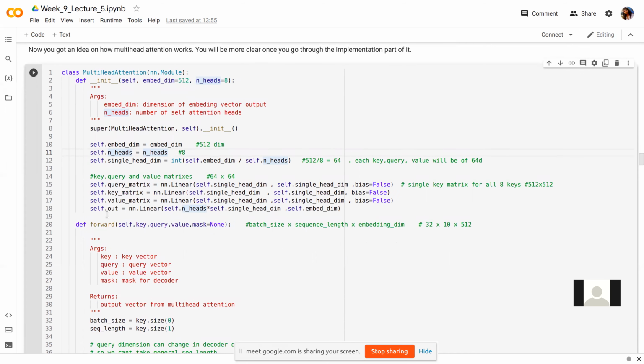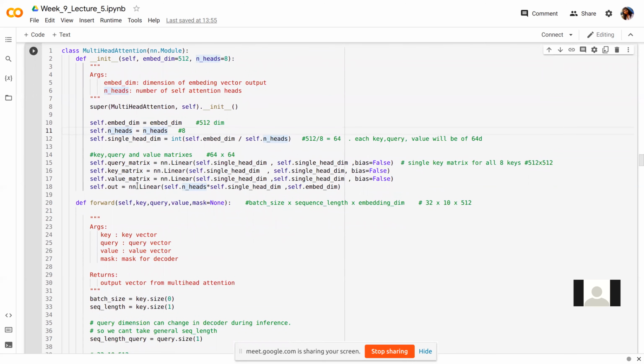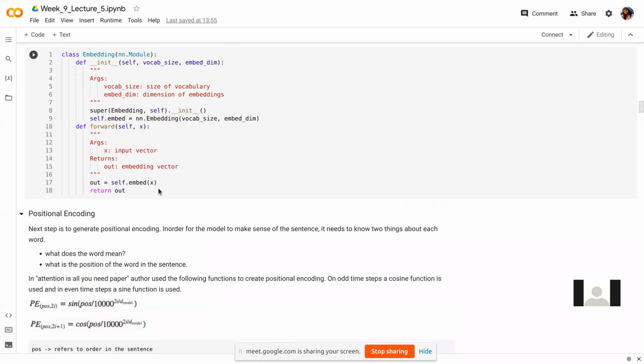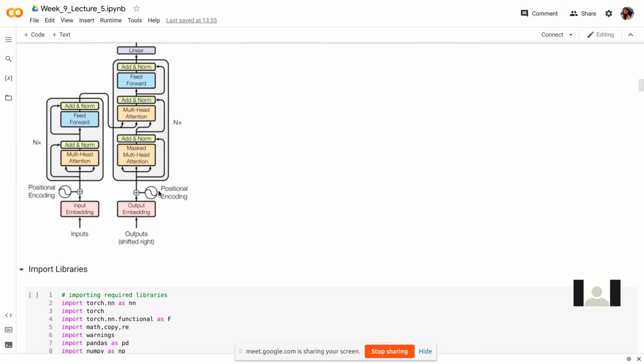And then apply the query matrix, key matrix, and the value matrix, right? So for that, this is implemented as the linear layers, whose input will be of these single head dimension, and the output will also be the single head dimension, right? So what will be the dimension of the query matrix here? The dimension of the query, key, and the value matrix is 64 cross 64. And there is another linear layer in this. So remember the architecture for the attention.